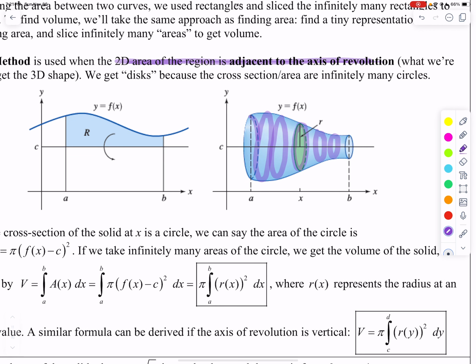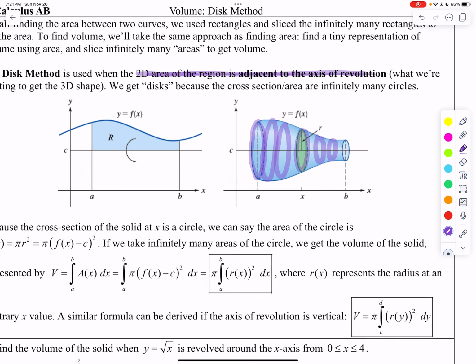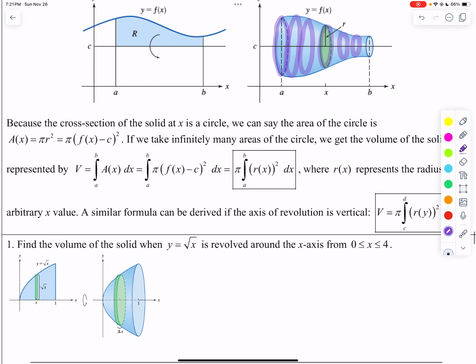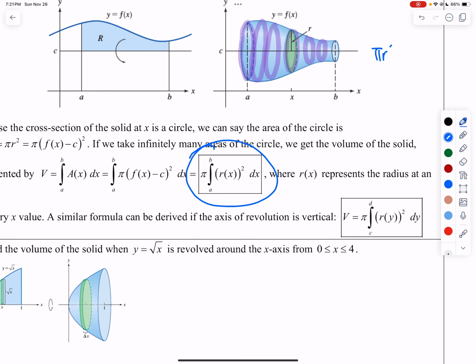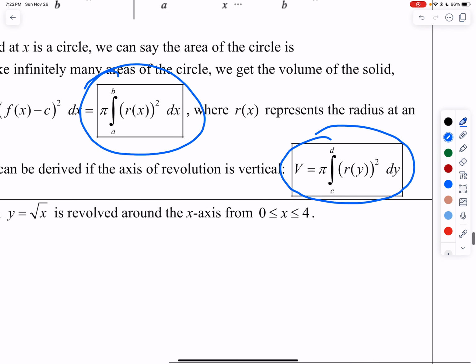Now, because I have infinitely many circles, this essentially gives us my formula right here, where I have pi r squared, where r is going to represent my radius because the radius is changing. So here, this tells me that I have pi, the integral from a to b, of whatever my radius is. In this case, we're always going to do top minus bottom and then dx. Of course, if we do right minus left, we also have this formula right here. Same thing, except it's in terms of dy.